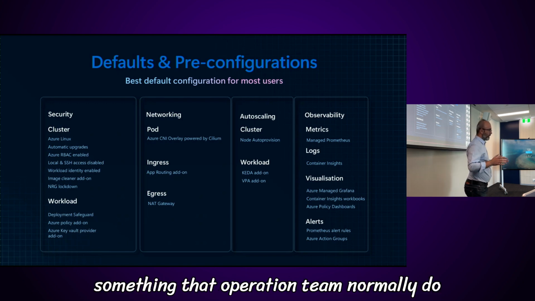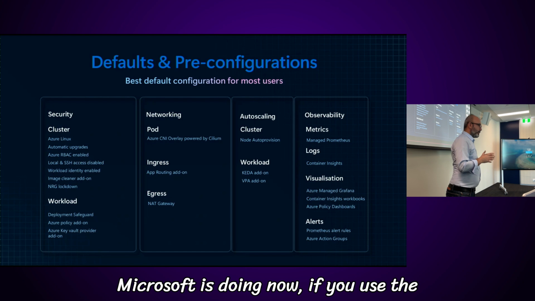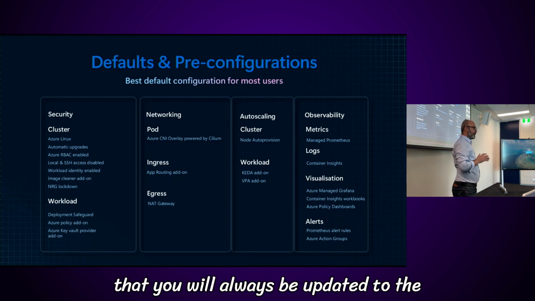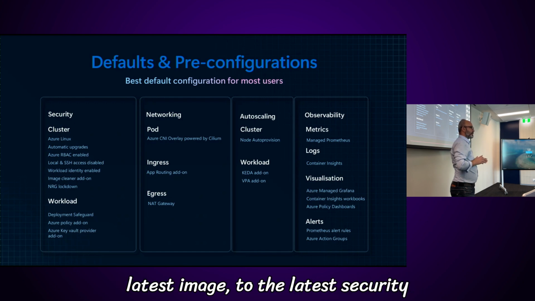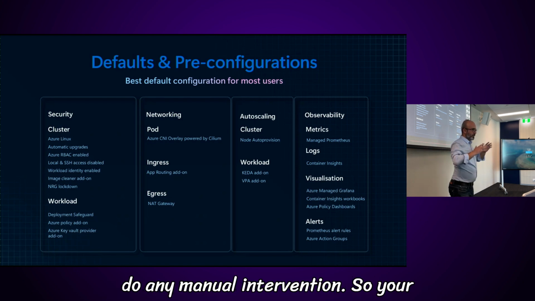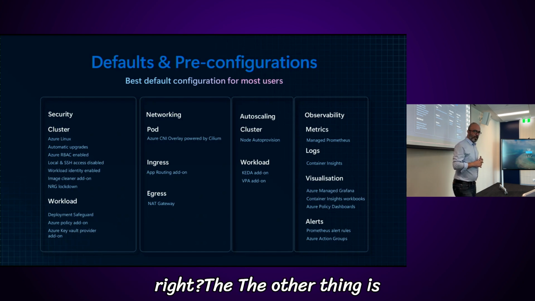This is something that the operations team normally do using AKS Standard, right? What Microsoft is doing now, if you use the Automatic SKU, is that you will always be updated to the latest image and the latest security patch. Automatically, you don't have to do any manual intervention. So your AKS cluster nodes are always up to date, right?